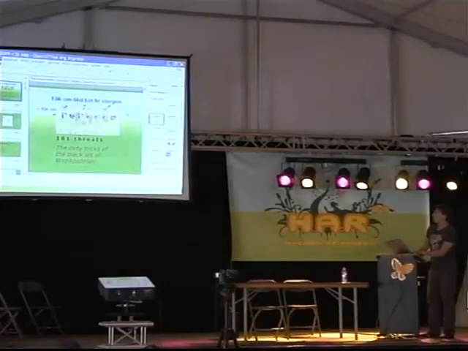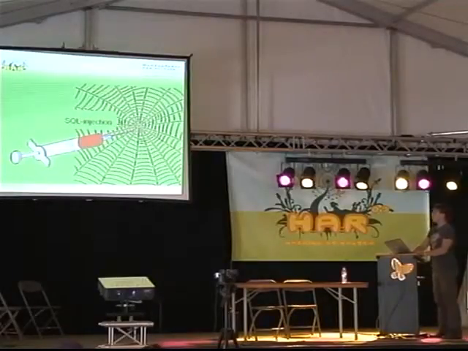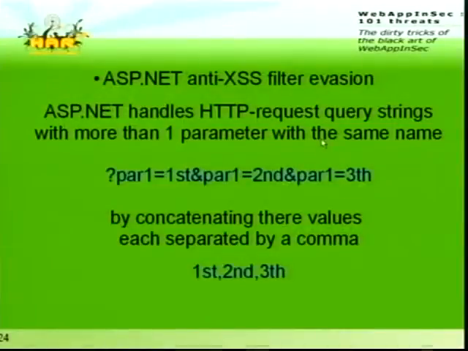This gives us a good filter evasion possibility, because the ASP.NET XSS filters fail to filter multiple cross-site scripting payloads spread over multiple parameters. So this works pretty well, and you also directly evade the Internet Explorer 8 cross-site scripting filters because of spreading the malicious script over more than one parameter.